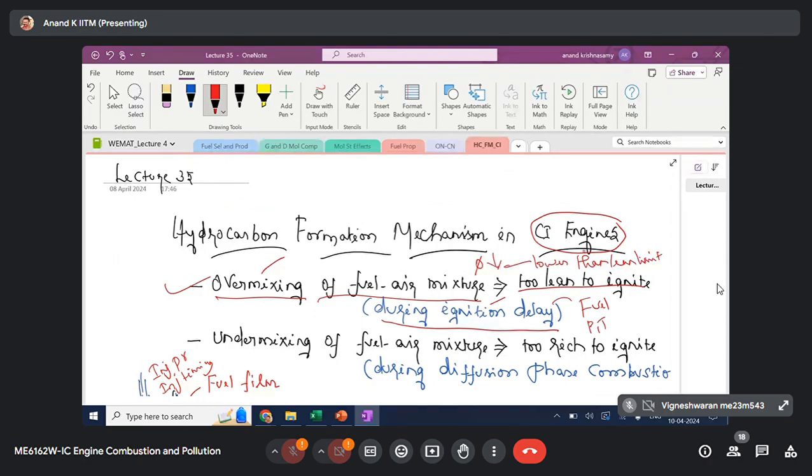Another important parameter that affects this is swirl. When swirl levels are high, you are going to have a shorter delay time. You know that because an increase in swirl will reduce the physical delay time. Okay, so overall delay time will get reduced.